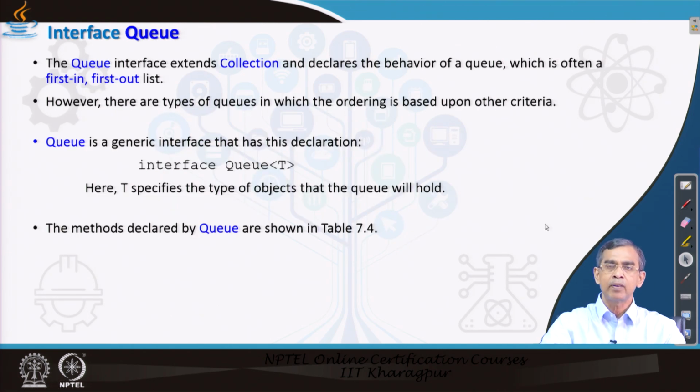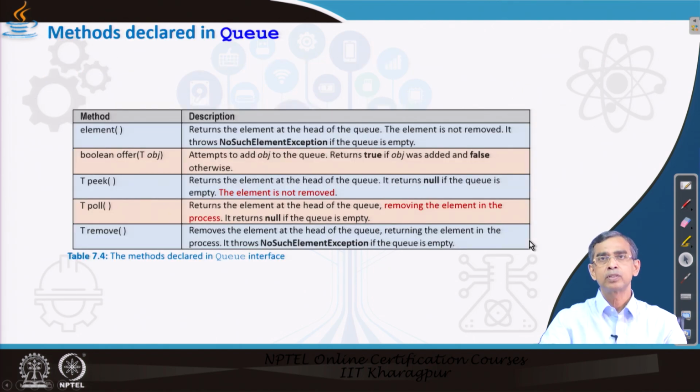Now, the queue, likewise the other interfaces that we have discussed, also allows you to store any type of objects. So, that is why it is a template. Now, the methods that are there. Let us have a quick look at the methods.